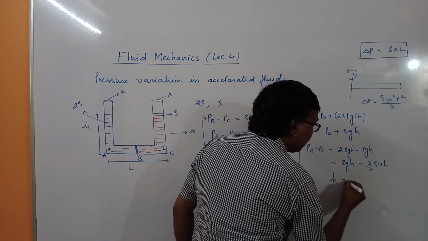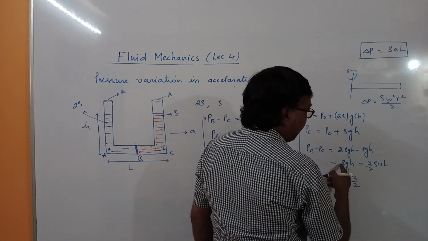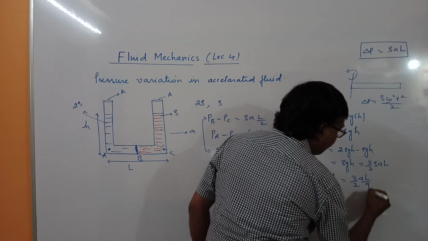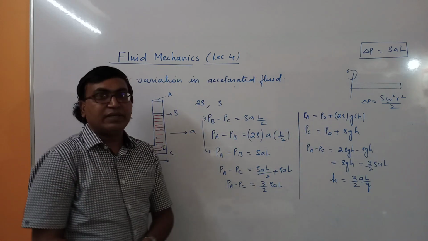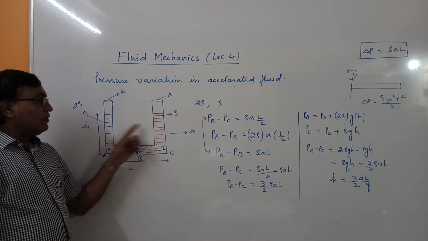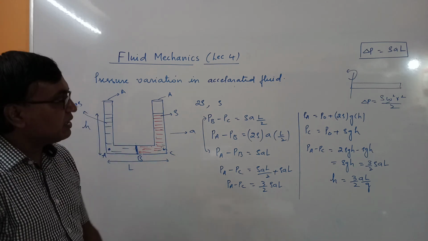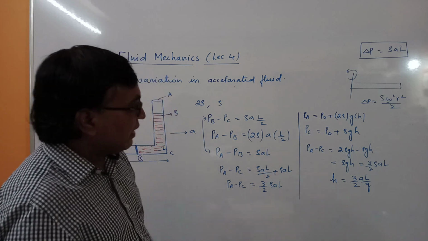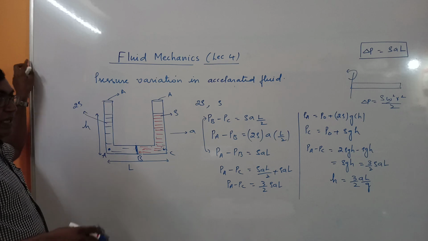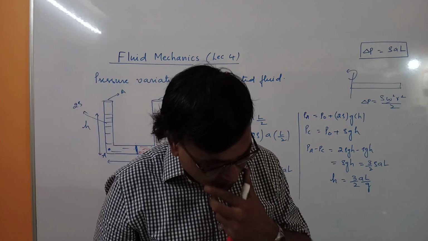So H is equal to 3 by 2 AL divided by G. So this is the height of the fluid which will be in this manometer. That is the condition of the problem. Fine, so we got H. Now we'll take one more problem.